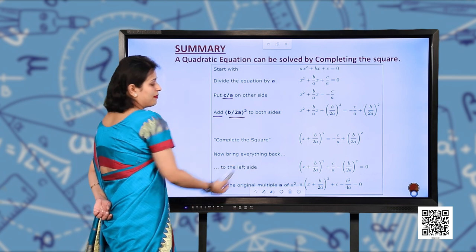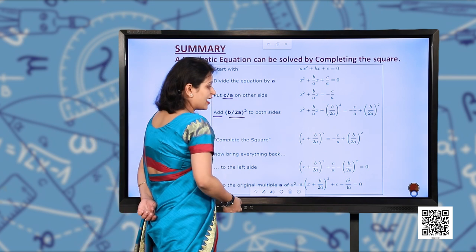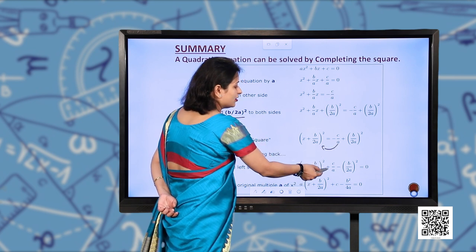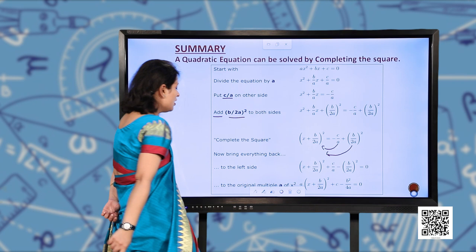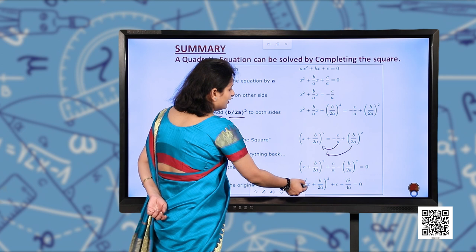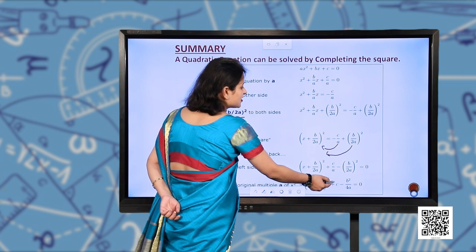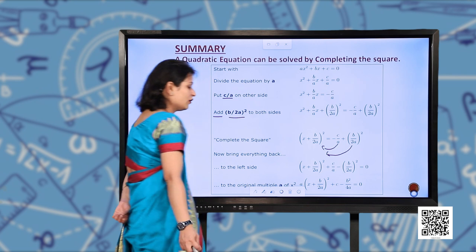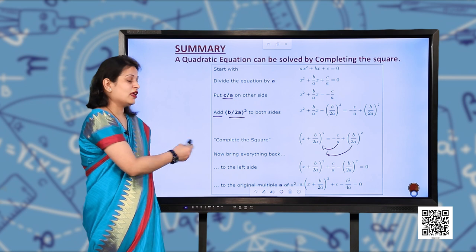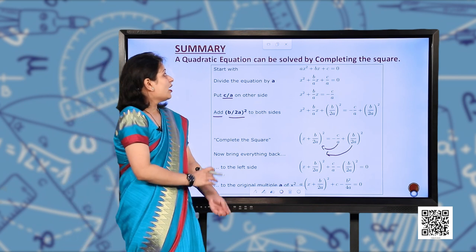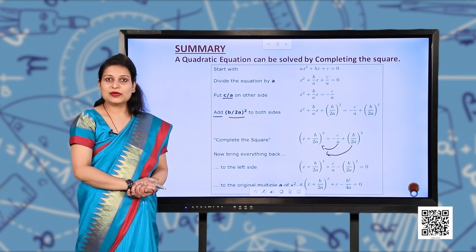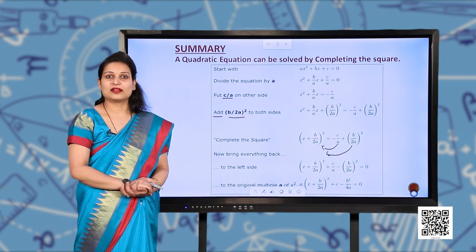Now bring everything back. So to the left hand side, we will get x plus b by 2a whole square. This will become positive, this will become negative. Now to the original multiple a of x square, we will get a into x plus b by 2a whole square plus c minus b square upon 4a equals 0. So after solving this, we will get the value of the variable x. So I hope you have understood how to find the solution of a quadratic equation by the completing the square method. Thank you.